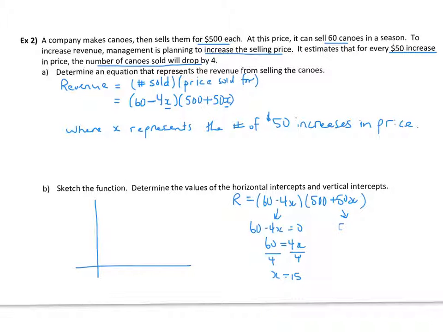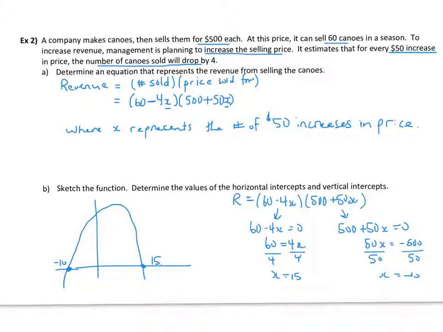The other one, we've got 500 plus 50x equals 0. That's going to give me 50x equals negative 500. Divide by 50, x will equal negative 10. Okay, so if I go to sketch this function, I'm going to have a value at negative 10 and positive 15. And my parabola, if I expand and simplify that, I'm going to have a negative x squared. So my parabola is opening down and could look something like that. Okay, so my vertex is going to be halfway between there.